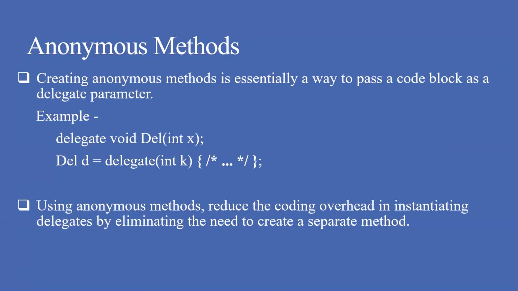The advantage of using anonymous methods is that we can reduce the coding overhead. Whenever you want to use a delegate and pass some parameters or code to execute its logic somewhere, we have to instantiate a delegate. We have to create the object. So using anonymous methods, we prevent instantiating delegates. That reduces the coding overhead, and we eliminate the need to create a separate method in turn.